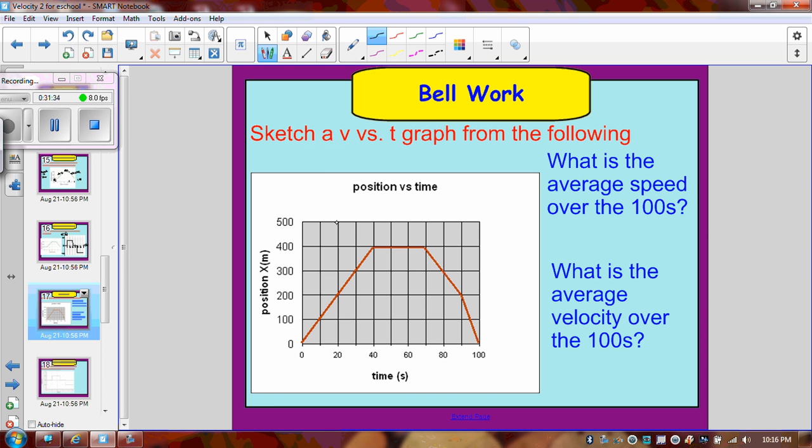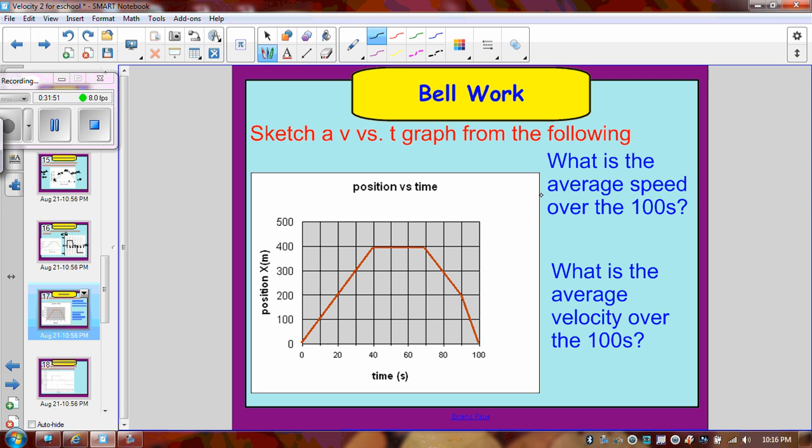All right, you should be getting pretty familiar with this. Sketch a velocity versus time graph from the following, and then answer the questions. We're not going to sketch the graph since we've done practice with that, but let's go ahead and answer these questions. The first question says, what is the average speed over the 100 seconds?